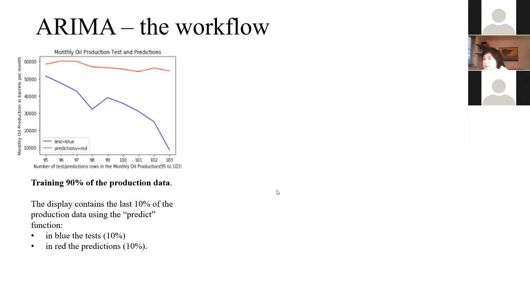Now the workflow. So here I have trained on 90% of the production data, and here I'm showing the last 10% based on a function that calls predict. So the blue line is the actual value of the production data, and the red part is the prediction.